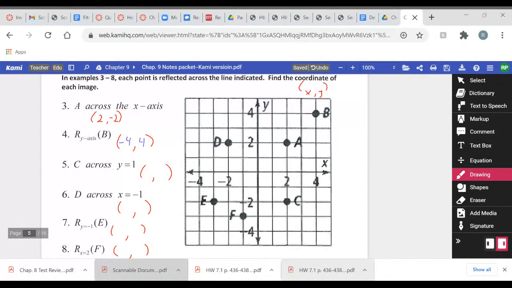All right, so at number 5, it says reflect C across the line y equals 1. I know that anytime it says y equals a number, that it's going to be a horizontal line. So here is my line of reflection. Again, here is my origin, and I'm reflecting C. So I can see C is 1, 2, 3 away from the line of reflection, 3 below it. So I want to go 3 above, 1, 2, 3. And there's where my new C is.